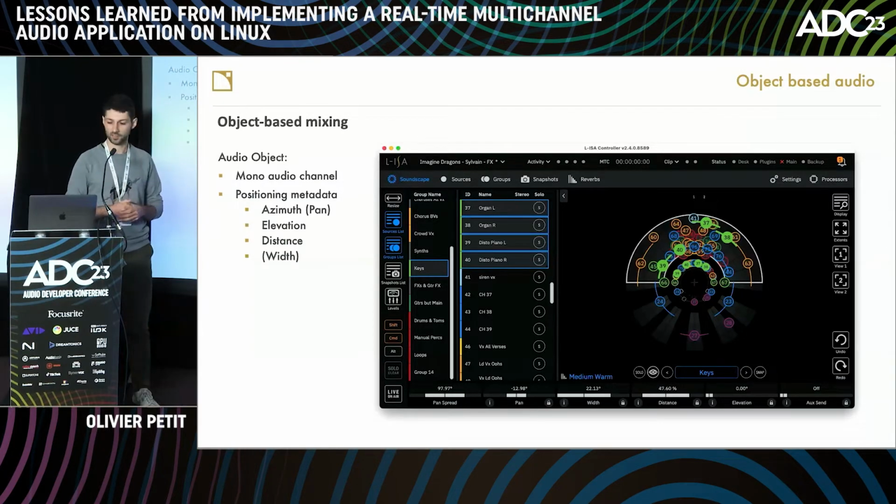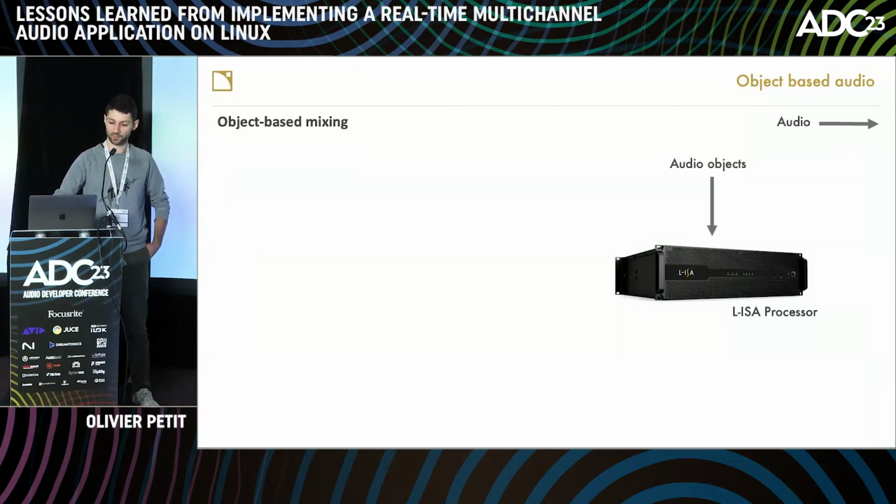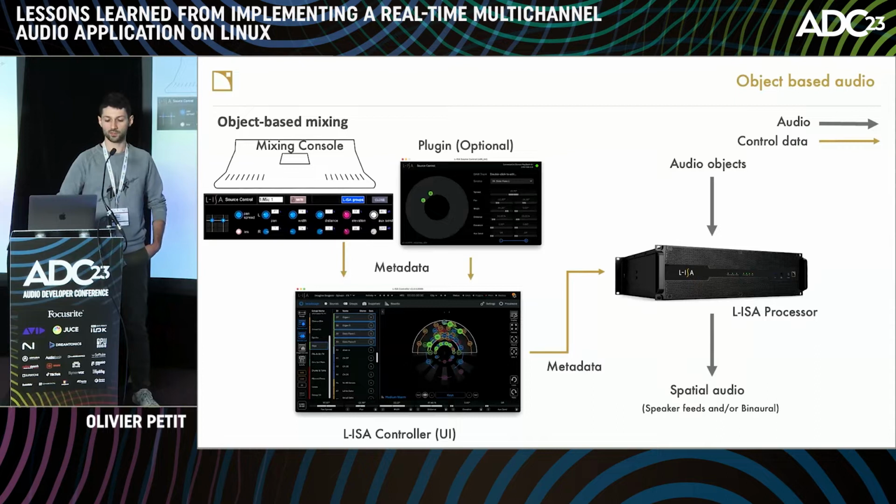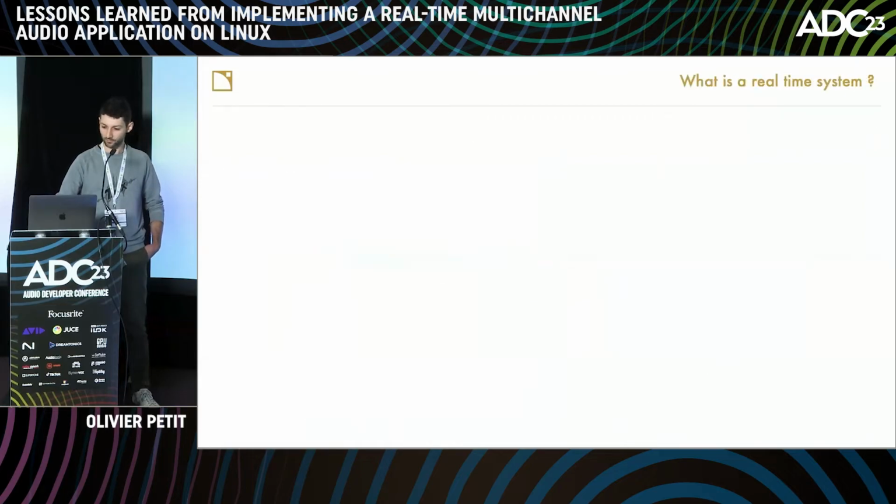And so we define all of this in a software called ELISA controller. And then we have our ELISA processor. So the ELISA processor receives the audio inputs, typically from a mixing desk, the metadata from our UI, and then we get spatial audio out of this. And we can also receive metadata from external control sources like mixing desks or plugins, but that's basically the idea.